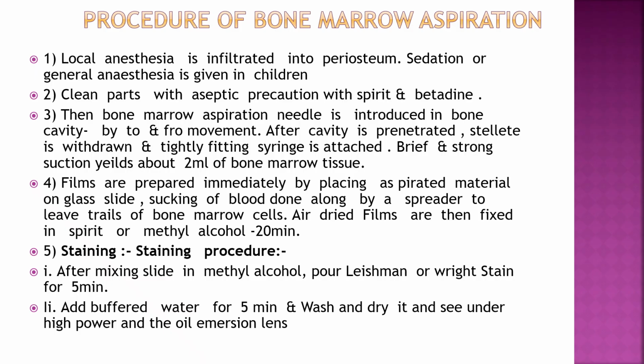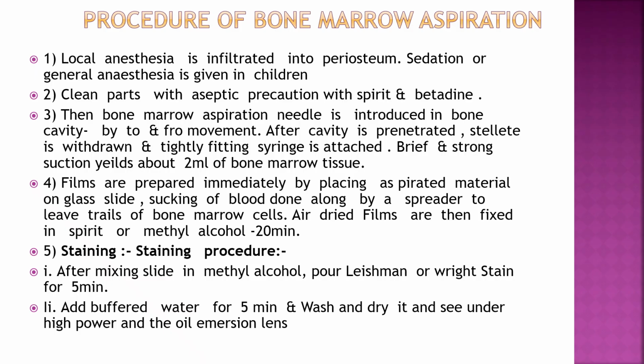Then with brief and strong suction, you can take 2 ml of bone marrow tissue. Then films are prepared immediately by placing the aspirated material on a glass slide and sucking off the blood which is contaminating it. Then air dry, and then films are fixed in spirit or methyl alcohol, and then you can do staining of the smears by Leishman or Wright stain.